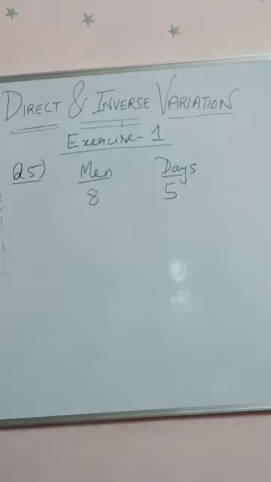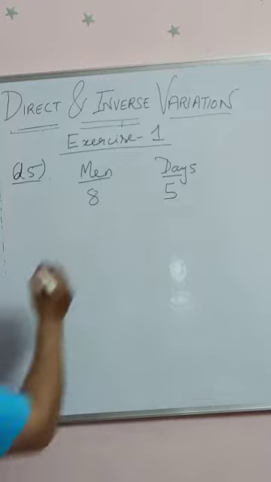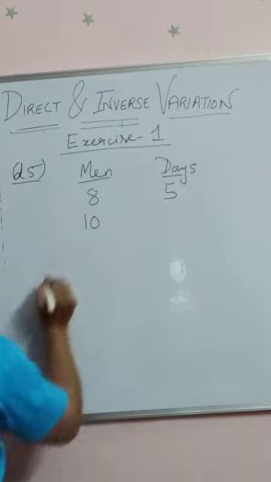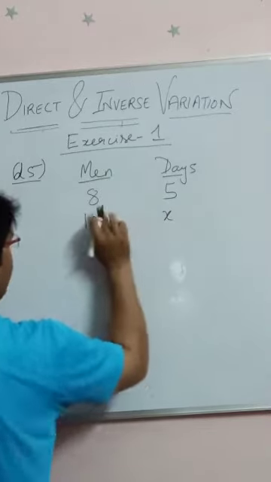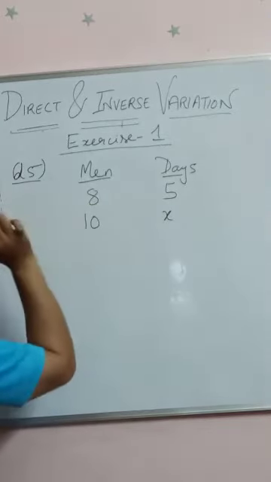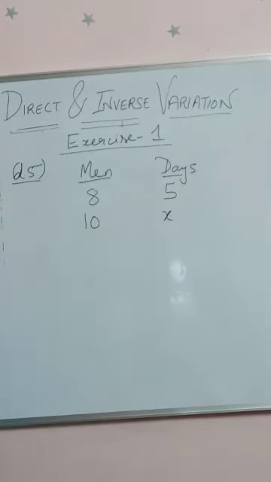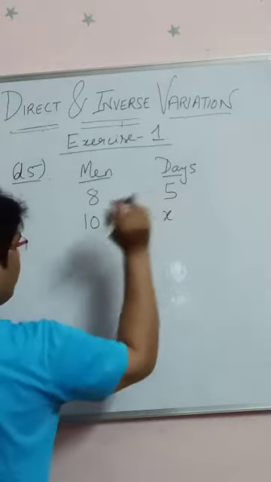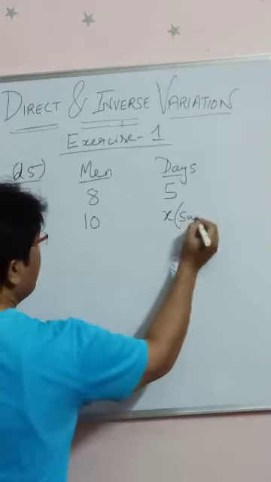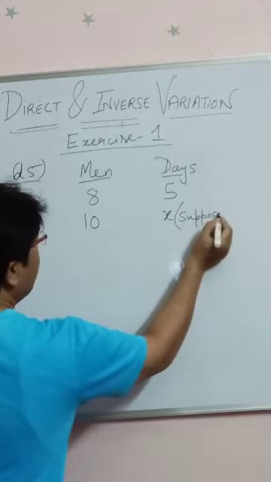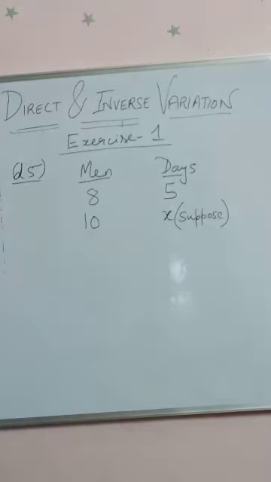Now they are asking, how much time would 10 men take to do the same job? So now the number of men is 10. They want us to find out how many days they will take to complete the work. That means in place of 8 men, if 10 men are there working on the same job, will they take less number of days or more number of days? And we have to calculate the number of days also. So our assumption is, let the number of days taken by 10 men be X.